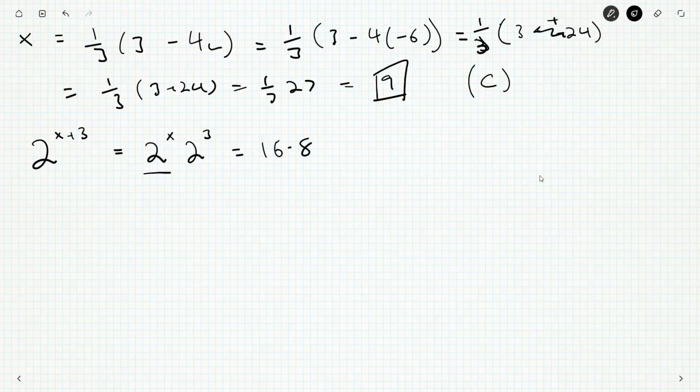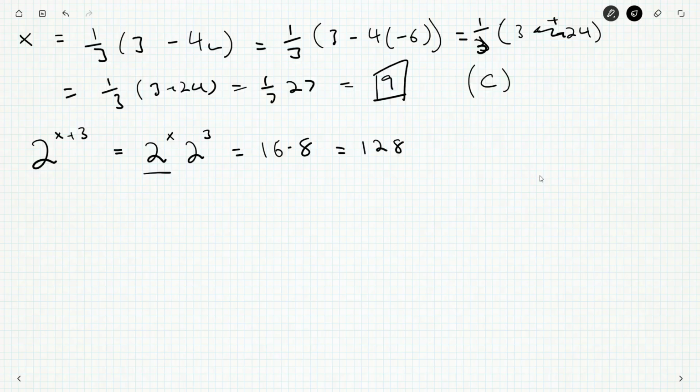I don't need to grab my calculator, although if you do, that's okay. But I do recommend you know the first 10 or so powers of 2. They can sometimes really help speed things up. And then 16 times 8, again, get your calculator if you need to. If not, you can just multiply through, and you'll get 128.